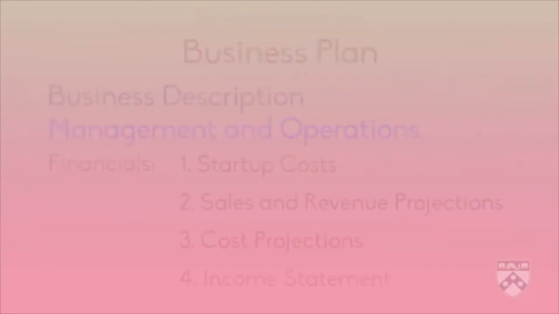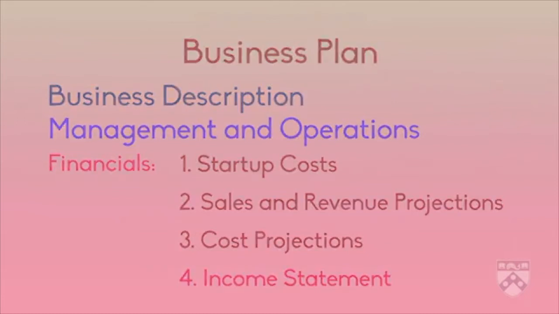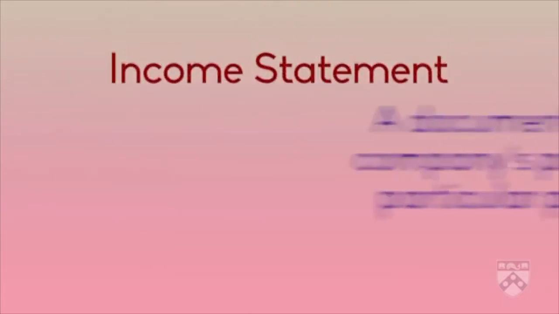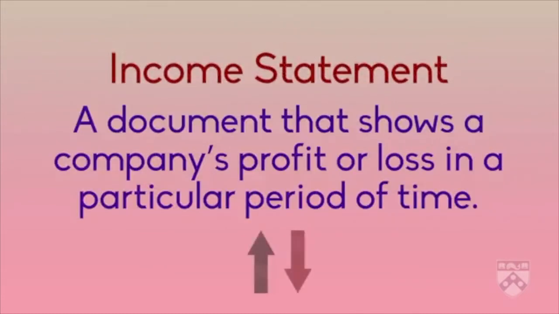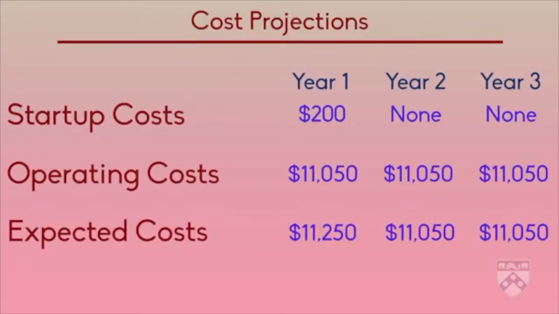Now let's look at the income statement. An income statement is a document that shows a company's profit or loss in a particular period of time. In this case, we will be calculating the profit or loss for years 1, 2, and 3. We can find the data for expected revenue in the sales and revenue projections. We can find the expected cost data in the cost projections.